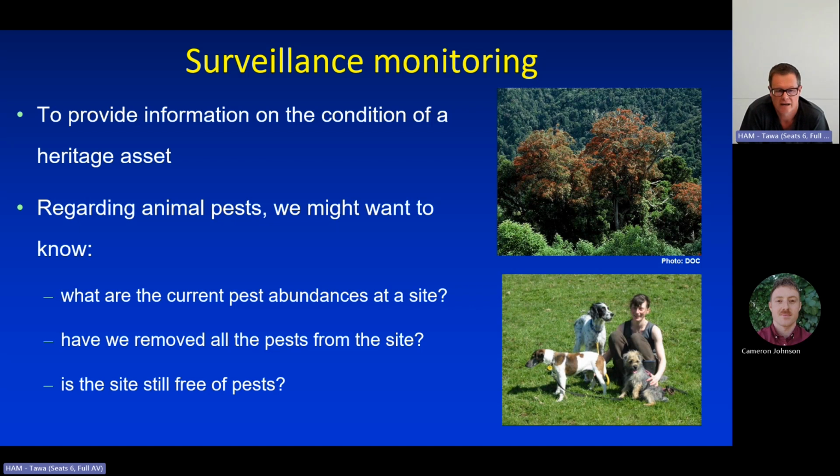At a general level, we do a thing called surveillance monitoring. That might be where we're just going in. It sometimes can be quite informal, to provide information on the condition of a heritage asset. In the animal pest space, we might use some dogs to find out if there are pests in a site. We might set up some cameras or some traps to see if we've removed all the pests, or to get some pest abundances. So that's the more low-key or less structured surveillance monitoring.